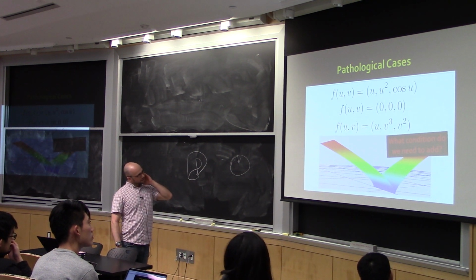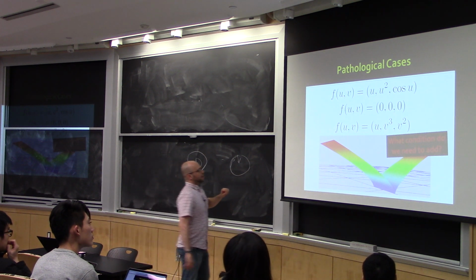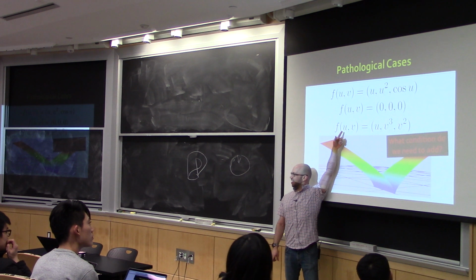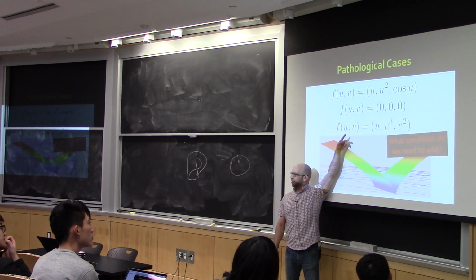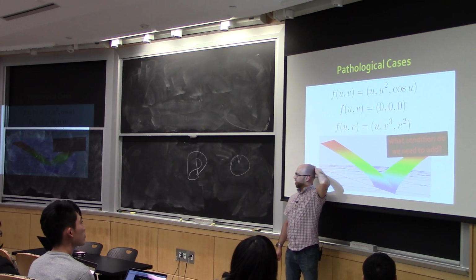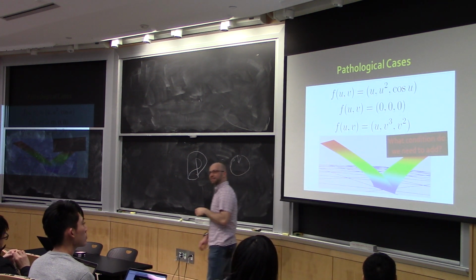So let me see here. Probably the simplest counterexample is the second one. Is this thing a surface? No, it's a point, yeah? But it looks like a function f of u, v. Anyway, I'm not going to belabor this. I think we did it last time.